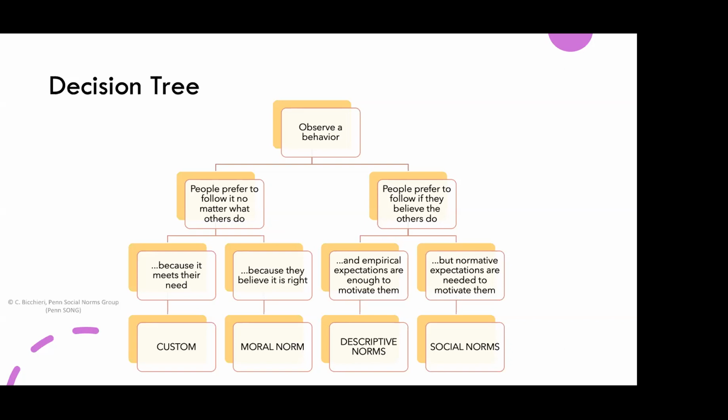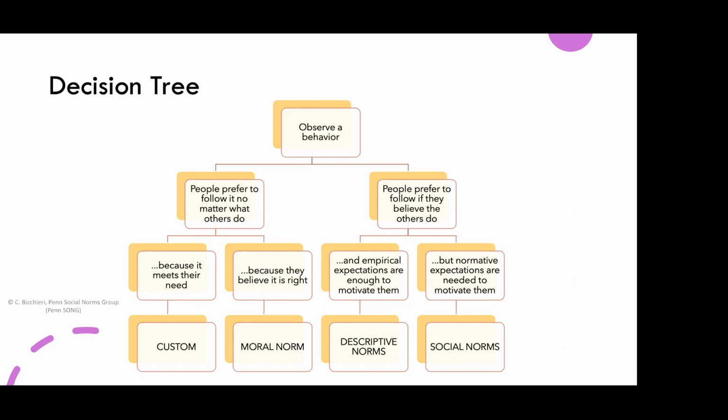If we move to the conditional preference for that behavior, then we know that she prefers to follow the behavior because she thinks that other people are doing it. But what is the specific motivation here? It is because there are empirical expectations that motivate this person to act in that way. So there are enough people in my network, in my reference group, acting like that. So I'm following only a descriptive norm.